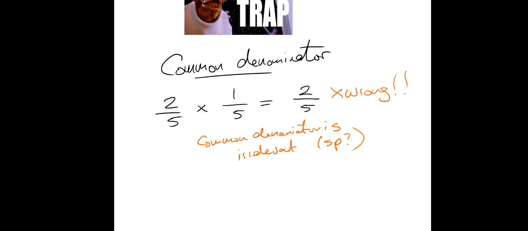If we wanted to do this properly, it's still going to be top times top, bottom times bottom. 2/5 times 1/5. We did the top right, 2 times 1 is 2. But we have to multiply the bottom, even if they're the same number. 5 times 5, 5 squared, is 25. Does it simplify anymore? No, it doesn't. 2 is a prime number, 25 is an odd number, so that's as simple as it gets. And if you did that, you'd be right.